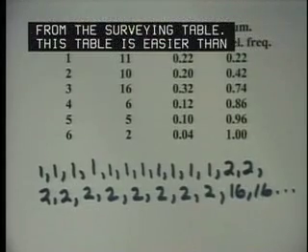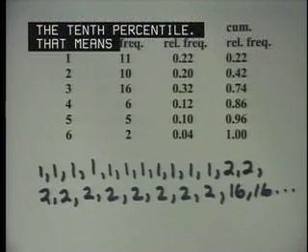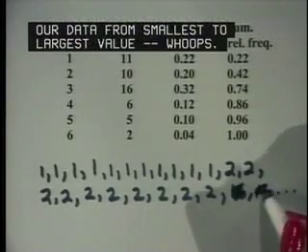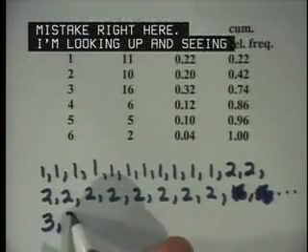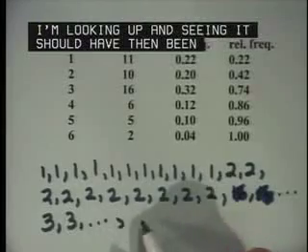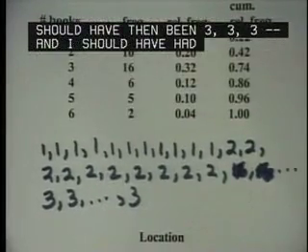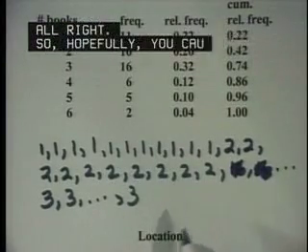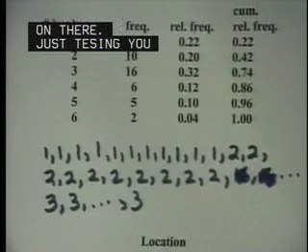Now let's say we wanted to find the 10th percentile. That means we're going to take our data from smallest to largest value. Oops, I just realized there was a mistake right here. Looking up, I see it should have been 3, 3, 3, and I should have had the threes 16 times, not recording 16. Hopefully you caught that. Just testing you all.